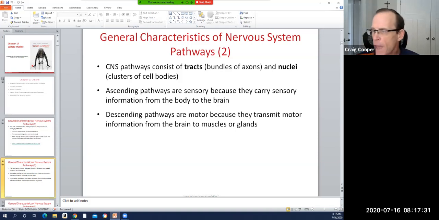All right, so ascending: anytime you hear ascending, you should be thinking sensory. That's information coming from the body to the brain. Anytime you hear descending, it's going to be some kind of motor function, whether that's physical movement or gland secretion or smooth muscle contraction, things like that. So ascending and descending. And again, we've got those similar terms, afferent and efferent. The afferent is going to be the ascending and the efferent is going to be the motor. So all those terms are basically synonymous to one another.